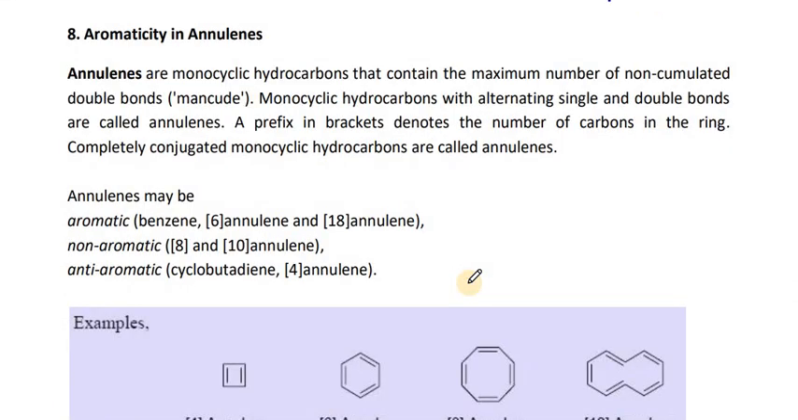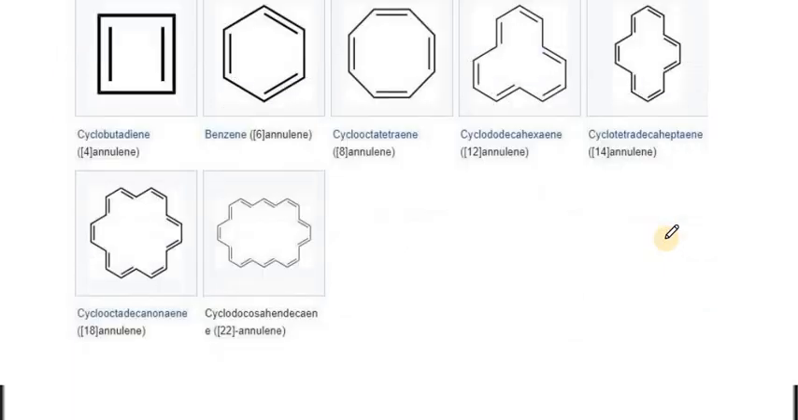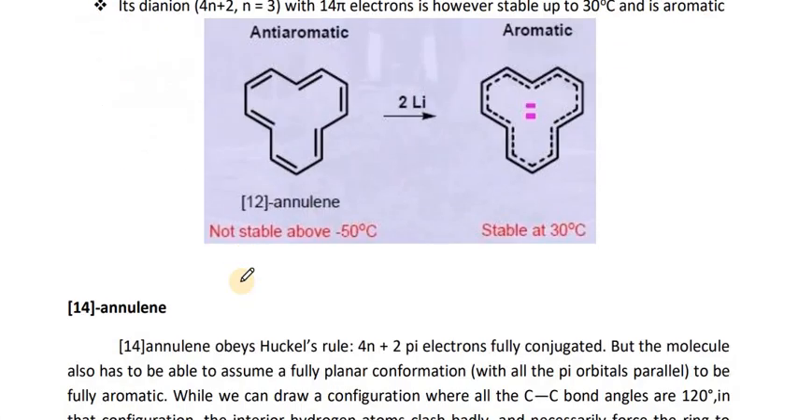So coming to aromaticity in annulenes, already we have seen 4 annulene, 6 annulene, 8 annulene and 10 annulene. Now let us see about 12 annulene. 12 annulene has 12 carbons with 12 pi electrons, and according to Huckel, it is anti-aromatic and hence it is not stable above -50. But its dianion, which has 14 pi electrons, follows Huckel's 4n plus 2 pi electron rule. Therefore, it is aromatic. So, 12 annulene, if it is a dianion, is aromatic. But as a neutral molecule it is anti-aromatic and unstable.